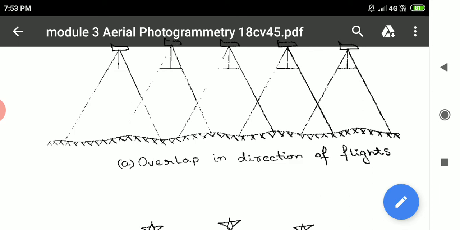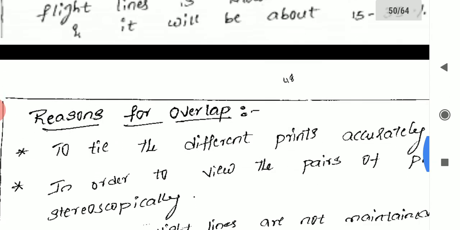What is the reason for overlap? See here, the reason for overlap is to tie the different prints accurately in order to view the pairs of photographs stereoscopically. If the flight lines are not maintained straight and parallel, gaps between adjacent strips will be left. These gaps can be avoided by having a side lap. So these are the reasons for overlapping.